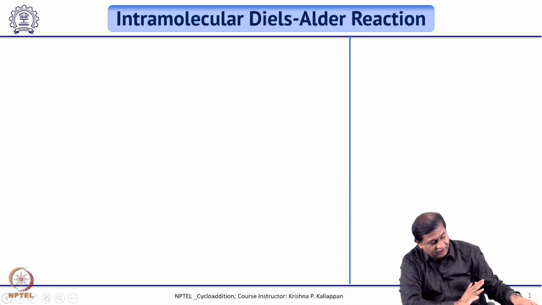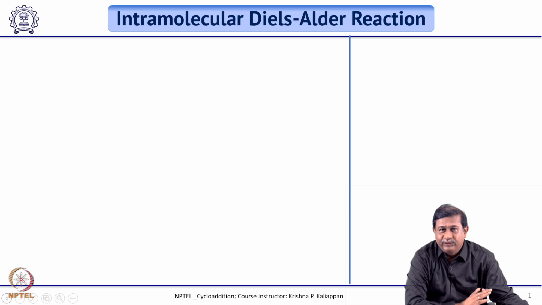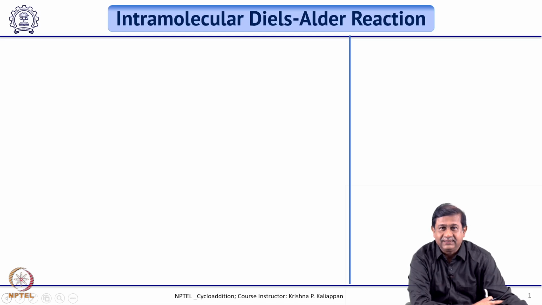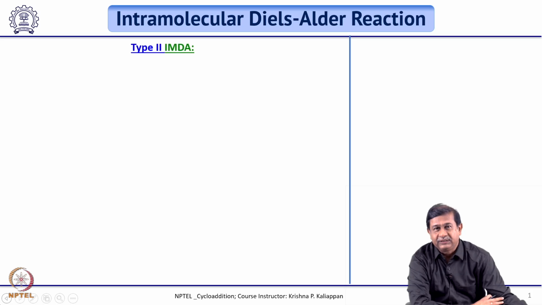So in type 1 Diels-Alder reaction, as you know, the dienophile is attached to carbon number 1 of the diene, and when it undergoes IMDA type 1 Diels-Alder reaction, it normally gives the fused bicyclic system. So today we will move to type 2 intramolecular Diels-Alder reaction. So what is type 2 intramolecular Diels-Alder reaction?